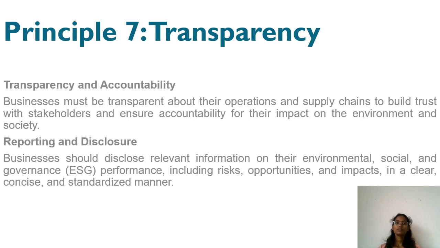The sixth principle is transparency, which covers transparency and accountability, and reporting and disclosure. Businesses must be transparent about their operations and supply chains to build trust with stakeholders and ensure accountability for their impact on the environment and society.